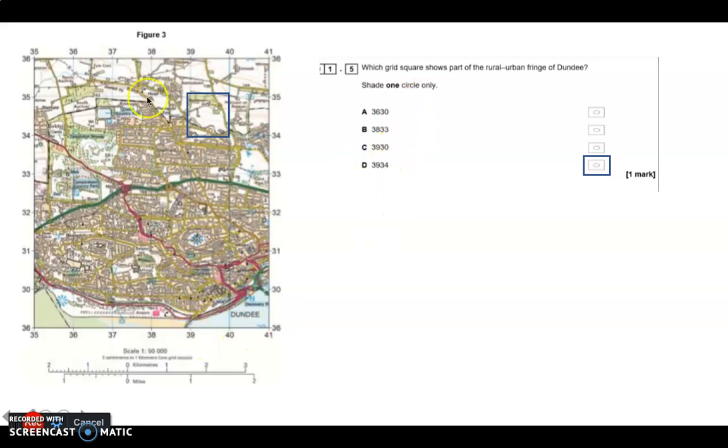3934. 3934 is this grid square here. And you can see we've got some urban area, but then we also start to see countryside here. So this is where the urban area meets the rural area. It's the rural-urban fringe, and therefore it has to be that one. So even if you couldn't see the map very well, you should still have been able to answer that question.